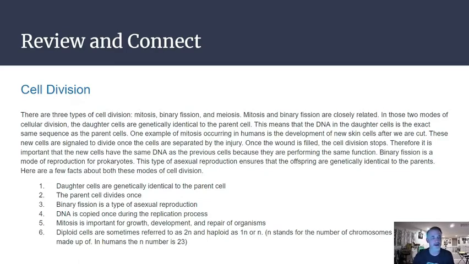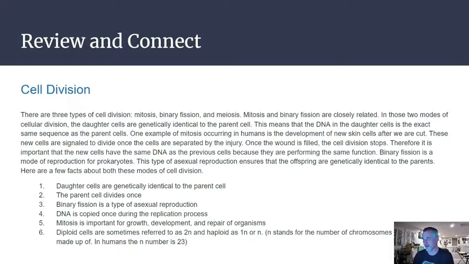So here's a few facts about both of these modes of cell division, right? Daughter cells are genetically identical to the parent. The parent cell divides once. Binary fission is a type of asexual reproduction. DNA is copied once during the replication process. Mitosis is important for the growth and development and repair of organisms. And then diploid cells are sometimes referred to as 2N, haploid 1N. The N stands for the number of chromosomes the organism is made up of. In humans, the N number is 23.